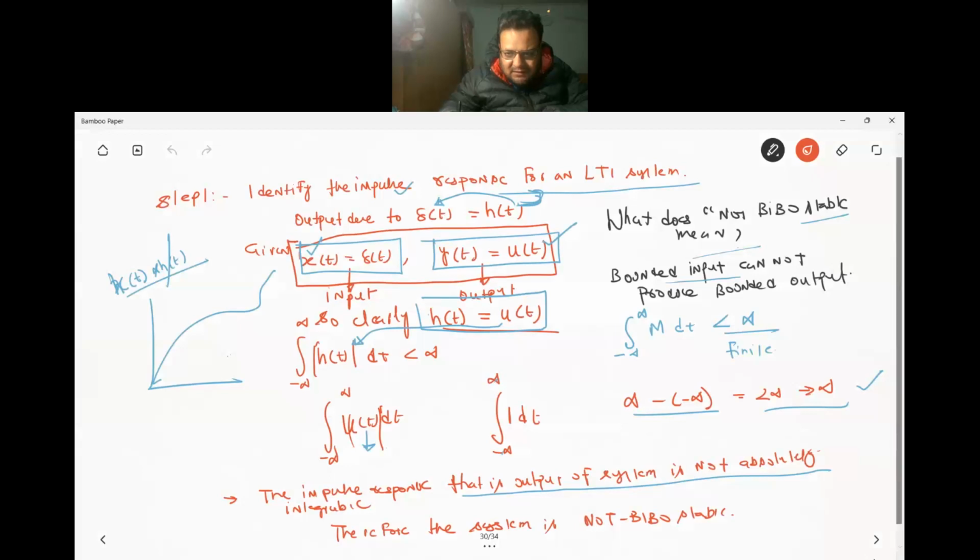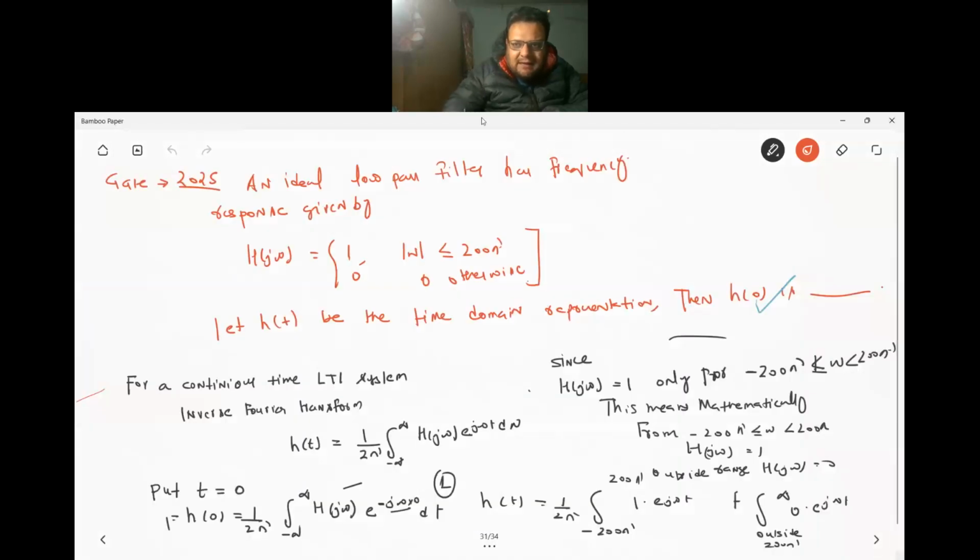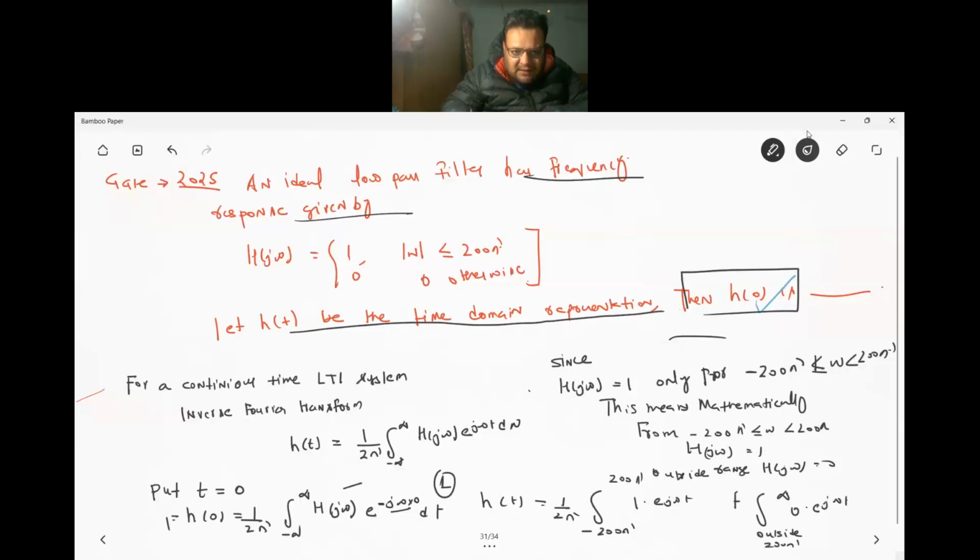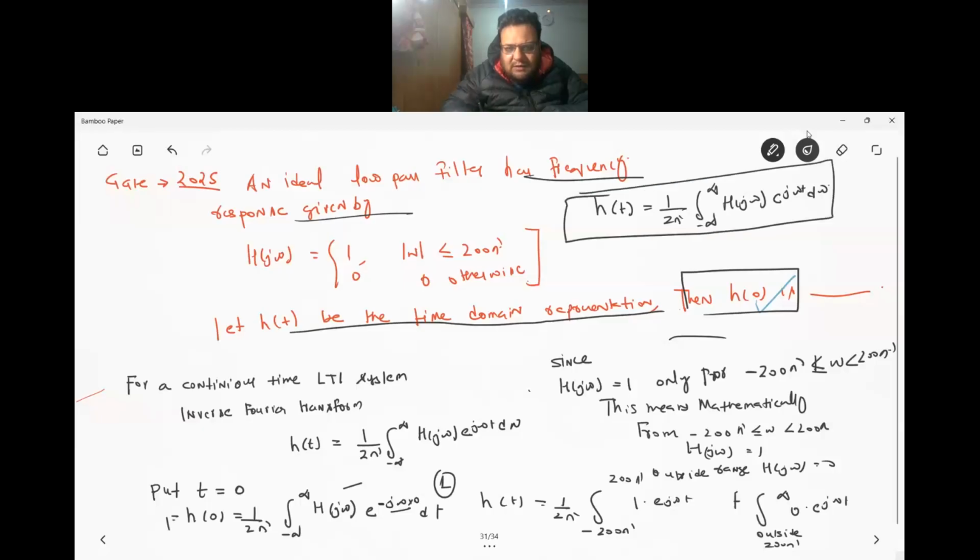Here, an ideal low pass filter has a frequency response given by H of j omega equal to 1 for omega less than or equal to 200 pi, and 0 otherwise. Let h of t be the time domain representation, then h of 0 is? Very simple. Here, use one property, one equation of the Fourier transform: h of t is equal to 1 by 2 pi times the integral from minus infinity to infinity of H of j omega e to the power j omega t d omega. With this equation, this question will be solved in 1 second.